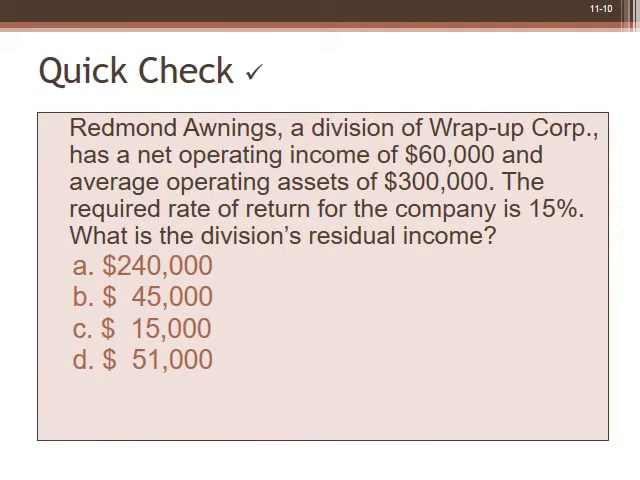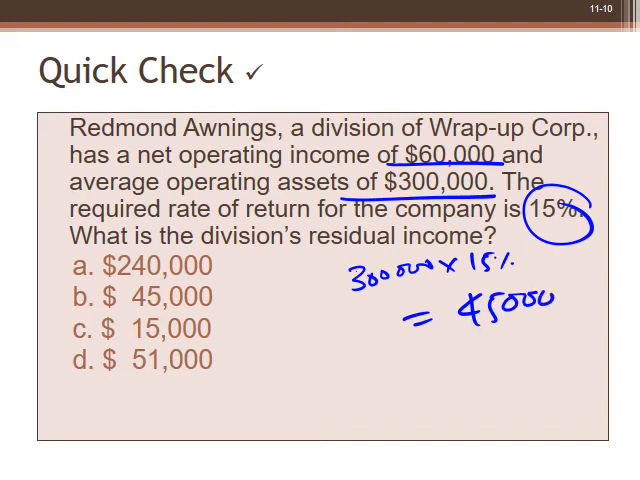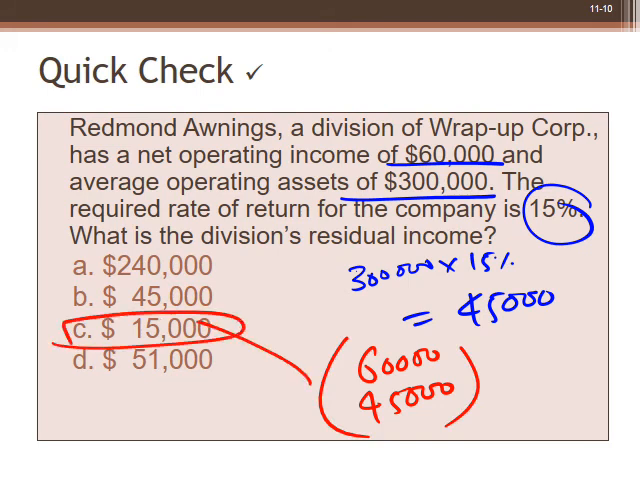This quick check is the quantification of our residual income. The Redmond Evening division of Wrap-Up Corporation had net operating income of 60,000 and average operating assets of 300,000. The required rate of return is 15%. What is the division's residual income? You calculate how much is required. The required income the manager needs to produce is 15% of 300,000, which is 45,000. And how much above has he generated? 60,000 minus 45,000. The answer is 15,000.